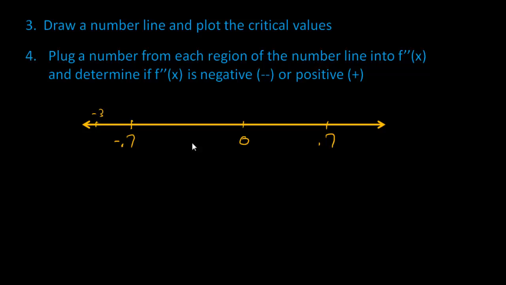I'll just pick negative 3, negative 0.1, 0.25. Again, as long as they're in the region, you're okay. It doesn't really matter what those numbers are. And then 1. Now, again, recall that the second derivative is 60x cubed minus 30x. This is what we're plugging our numbers into. So the number in this region I'm going to pick is negative 3, and I'm going to plug that in to the second derivative.